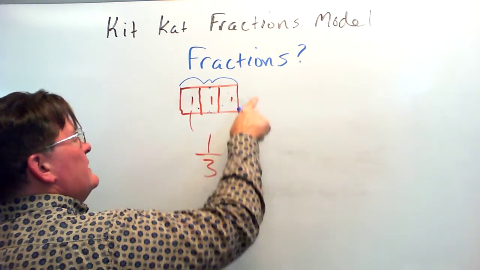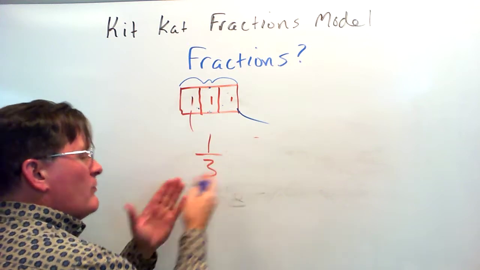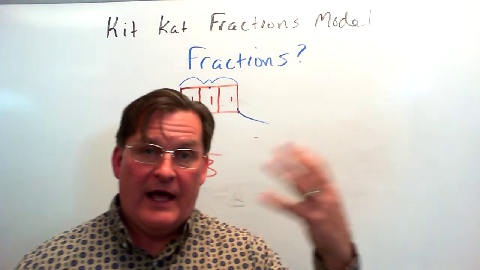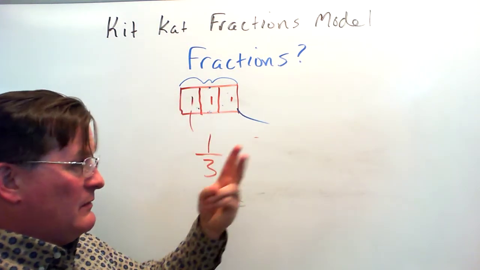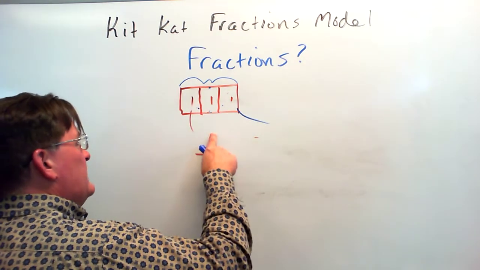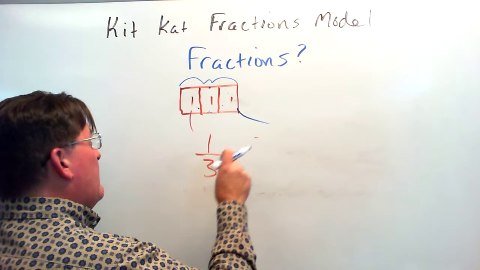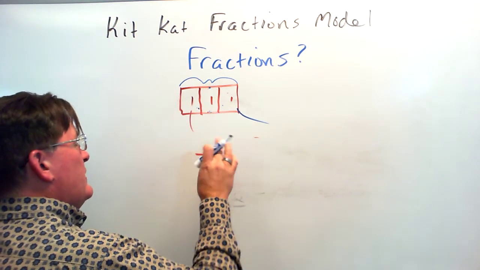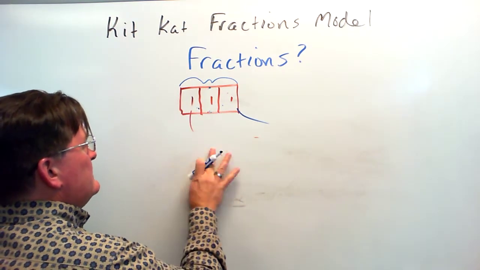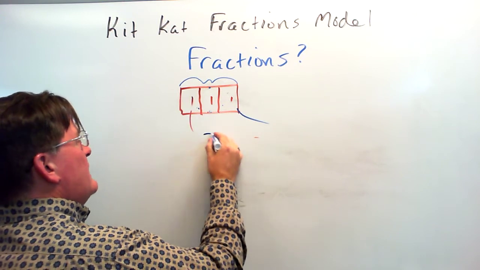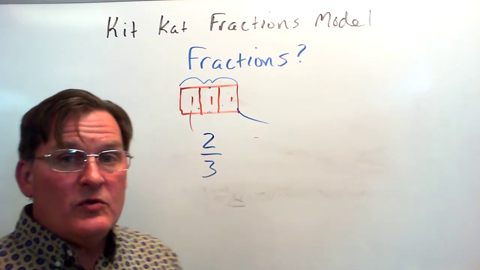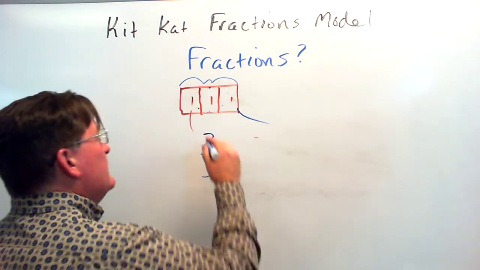I needed to partition the whole into 3 parts so that I could share with my 2 friends, me and 2 friends. We each still get 1 out of 3 parts of that candy bar. Or maybe we bought a bar that was divided into 3 pieces, and my friend wasn't as hungry as I was, so I actually get 2 out of the 3 pieces. So I get a little bit more.